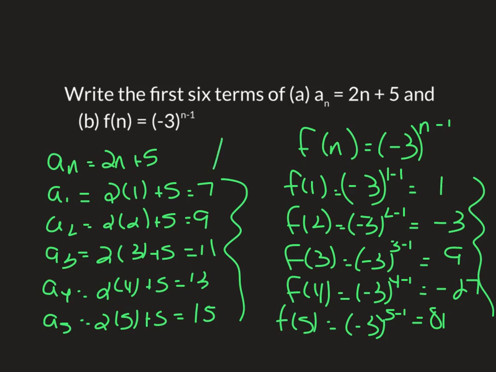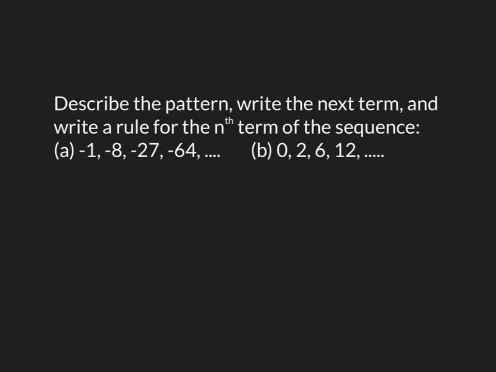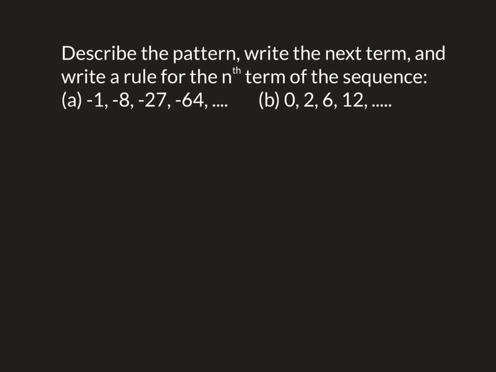So in my first pattern over here, I was adding 2 every time. On this side, I'm actually multiplying by negative 3 every time. So there's some kind of pattern with all these sequences. Just got to find them. All right, this slide says describe the pattern, write the next term, and then write a rule for the sequence.